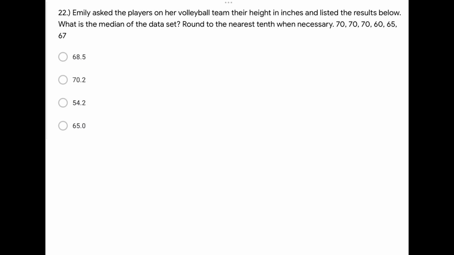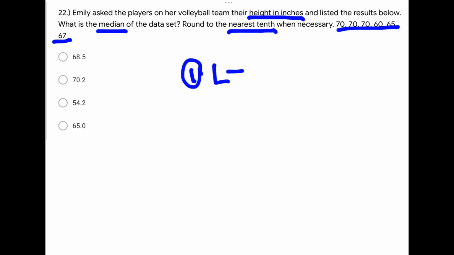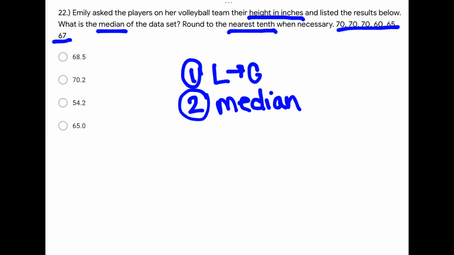Emily asked the players on her volleyball team their height in inches and listed the results below. Here's her results right here. What is the median of the data set? Round to the nearest tenth when necessary. So first, we are ordering from least to greatest. And then we are finding the median, which equals the middle.